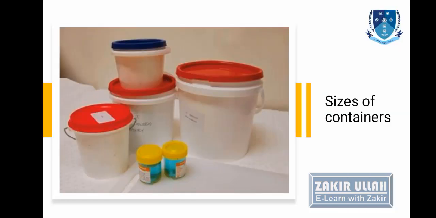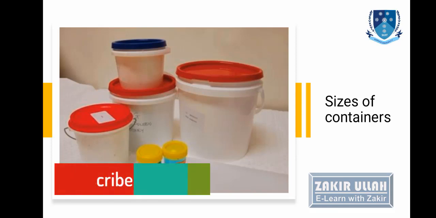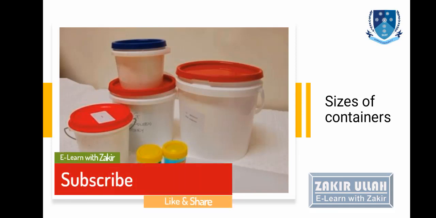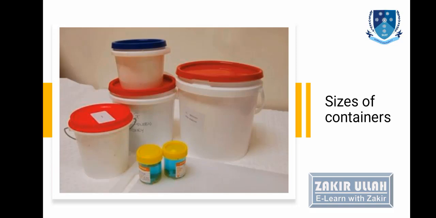These are the different sizes of containers. We can see small containers for small tissue and a bucket-sized container for large tissue. So the lab should have suitable containers of every size, because sometimes the tissue is larger, so we need a larger bucket, a larger size of container for large organs.